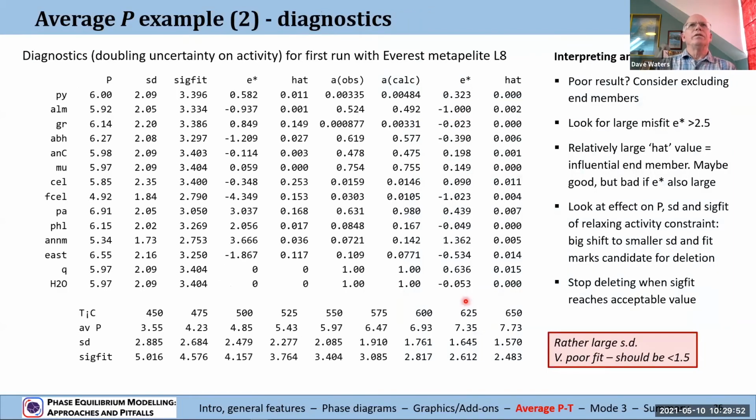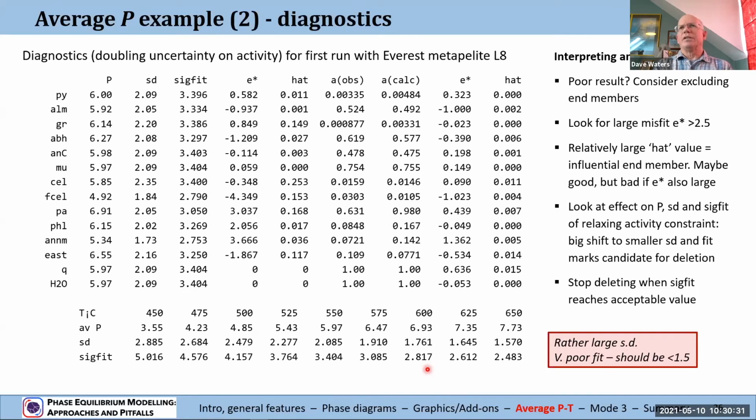So really, next you need to know what to do with a result like that. So again, on this slide, here's an average pressure result. It's actually for the same rock as previous, but it's the first run I did with it. And you might look at the results down here and say, well, okay, I've got some average pressures here, but the standard deviations on them are large. And the fit parameter, which ideally should be something that passes a chi-squared test. So for something like this, it should be round about the 1.5 mark, and it patently isn't. So this is a bad result, and we might consider then excluding end members and improving it.